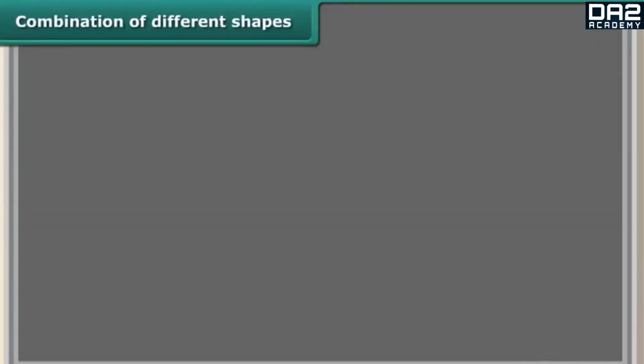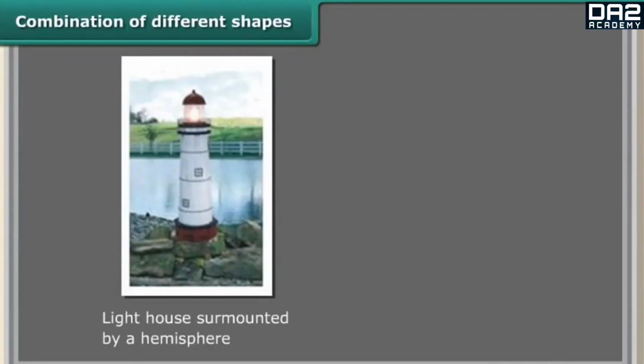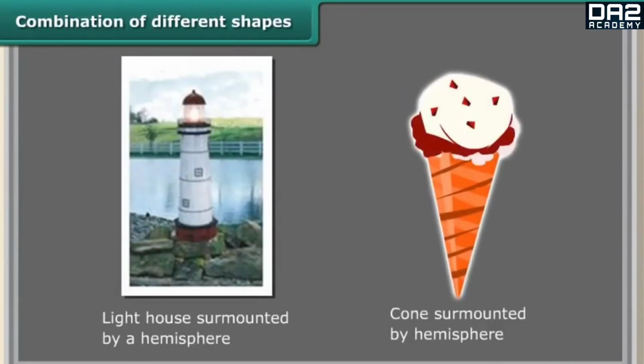Combination of different shapes. Lighthouse surmounted by a hemisphere, cone surmounted by a hemisphere. The above shapes are combinations of different shapes. We use these shapes in our day-to-day life.